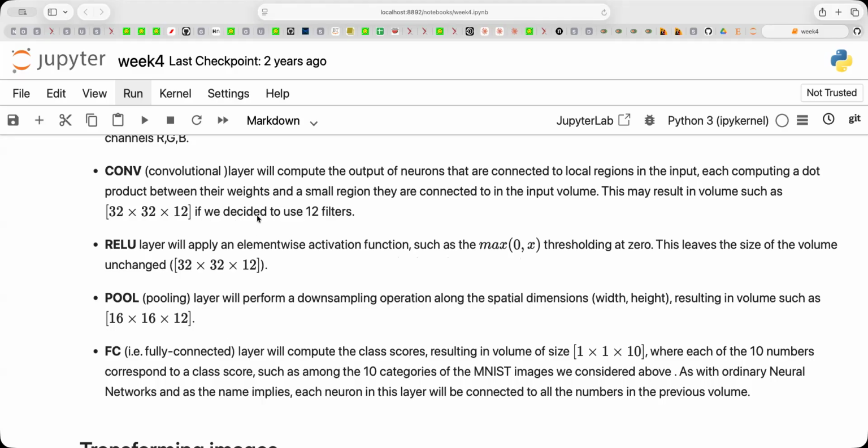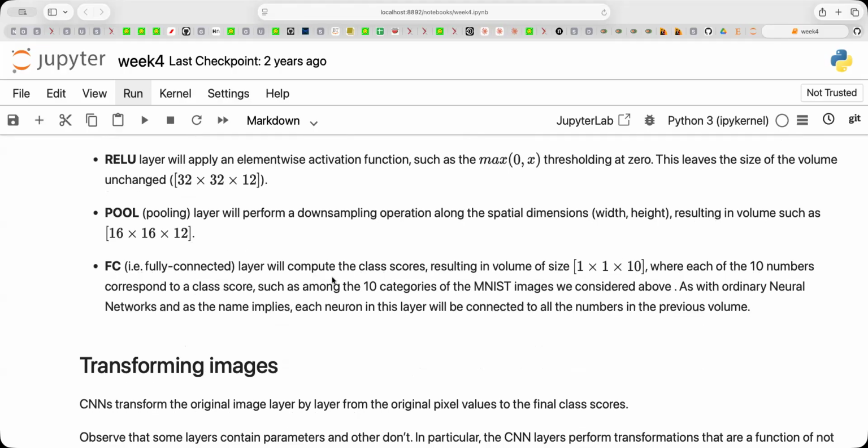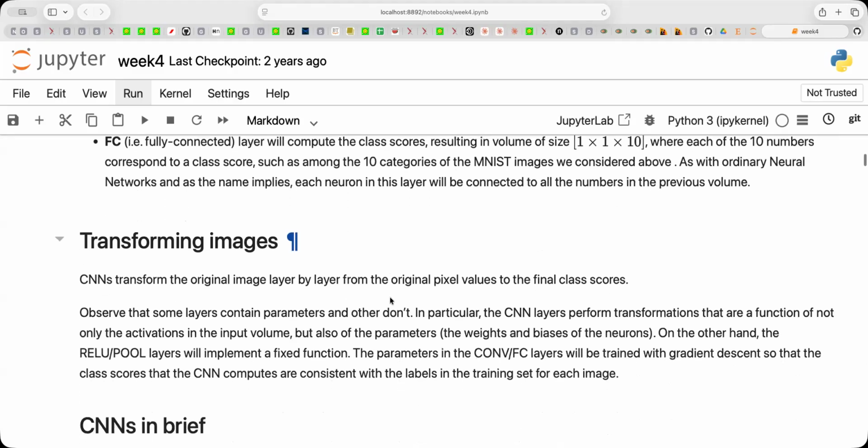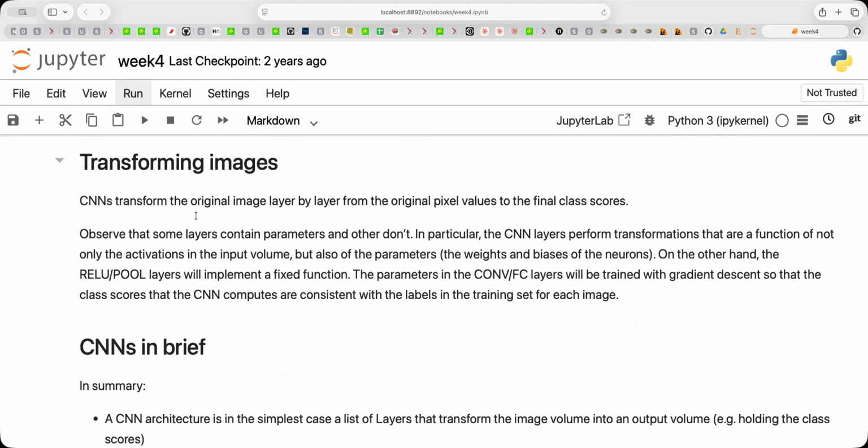So in this case, if you have 12 filters, you can make just copies of the image, so you have more training data, or you can downsize the image if you have a smaller filter. If you have a filter which is the same size, then clearly you're not doing any downscaling. And then there is a fully connected layer where you input the image, and then you perform the training. And that's a typical feed-forward neural network. So what you could say is that the CNNs transform the original image layer by layer, from the original pixel values to the final class scores.